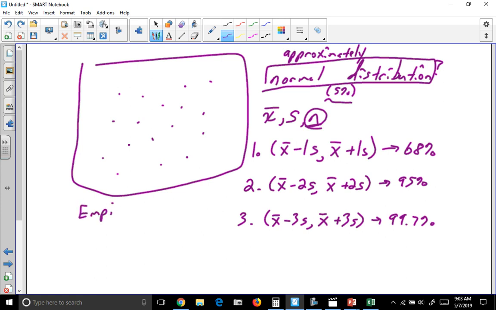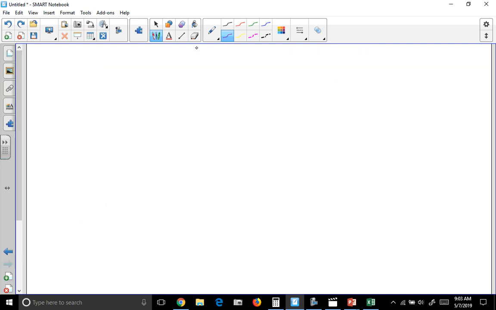And that rule that we use to check to see if it is a normal distribution, again, that's called the empirical rule. But there's another rule, or it's actually a theorem. It's called Chebyshev's theorem. And this applies to all distributions.